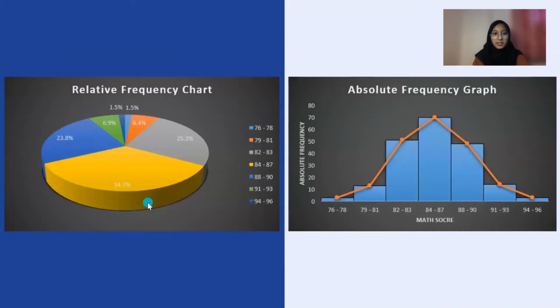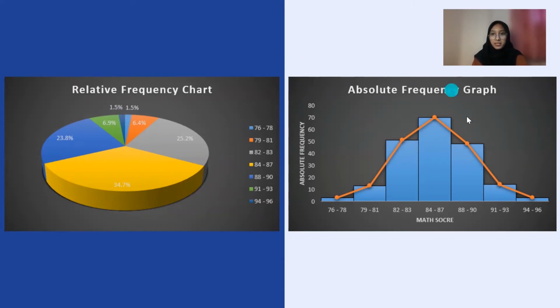So we know that the highest or the most data is in the 84 until 87 interval with the value 34.7%. The smallest value is in the first and the last interval, 76 until 78 and 94 until 96, with the value 1.5%.